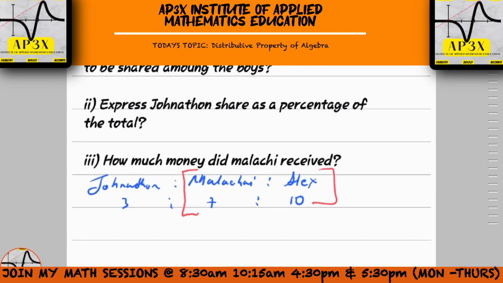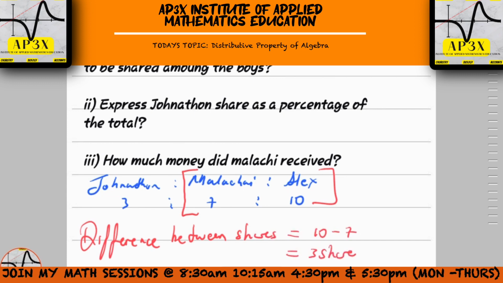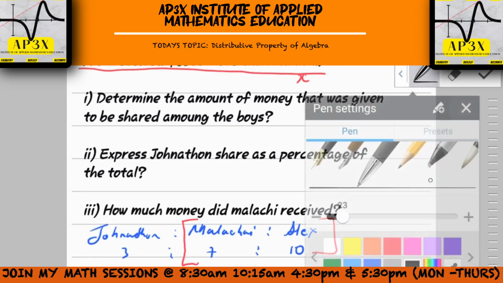Well, it is obvious that we can simply see that the difference between shares is in fact 10 take away 7. That's 3 shares. So basically then, Alex would have gotten 3 more shares than Malachi. That information is key. If you're not able to determine this information here, then moving forward is going to be a challenge. Now, let me just use a different color ink here for you guys.